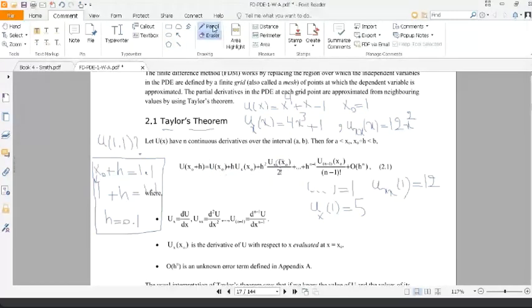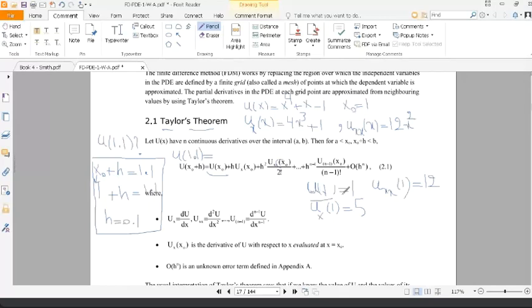x0 plus h is u of 1.1. That is what I try to compute by using Taylor's theorem. It is equal to u of x0. u of x0 is u of 1, because x0 is 1. And we compute u of 1, which is equal to 1.